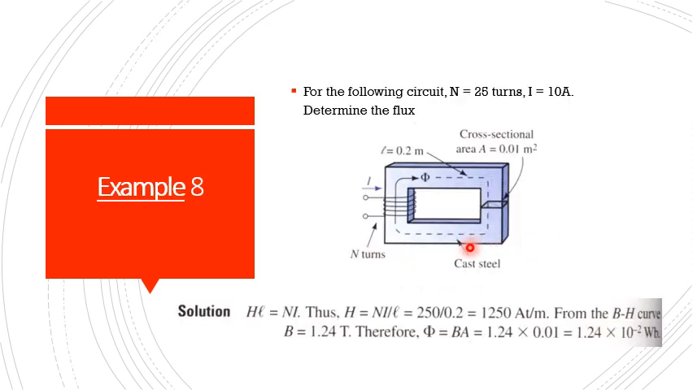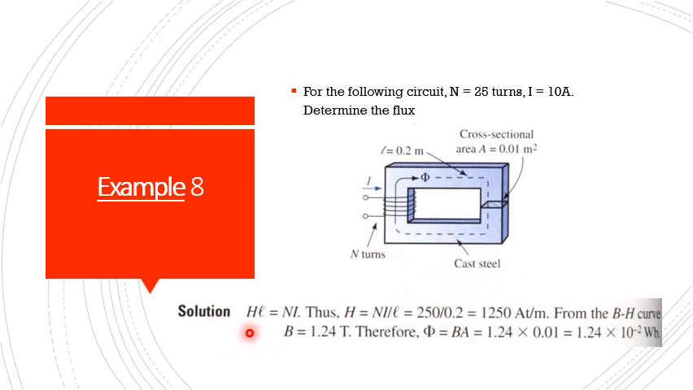Okay, for example 8. This is a simple magnetic circuit, only one material and one coil. The number of turns is 25, and the current injected is 10 amps. Determine the flux. This is cast steel material.